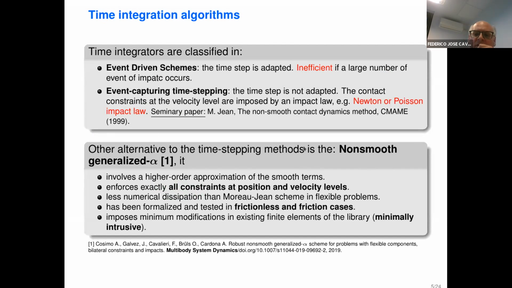Another alternative time stepping method is the non-smooth generalized alpha. It involves a high order approximation of the smooth terms and enforces exactly all constraints at position and velocity level, as we see later. It has less numerical dissipation than the Moreau-Jean scheme in flexible problems, and has been formalized and tested in frictionless and friction cases, as we see later in the numerical examples in this presentation. And it poses minimal modifications in existing finite element libraries. So if we use this scheme, we don't need to modify previous elements of our code.